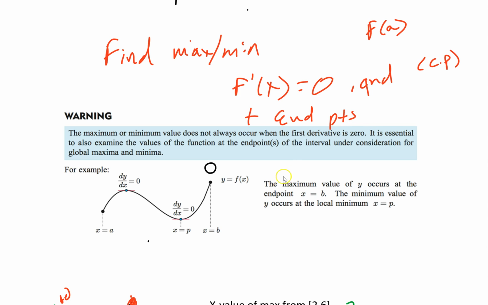The endpoints could also be a max or min, like this graph here. If you set the derivative equal to 0 and find critical points, you're going to get this point right there, and the point right there. But if I'm looking for the max, it's this thing right here. So how would I find that? You have to worry about the endpoints also.